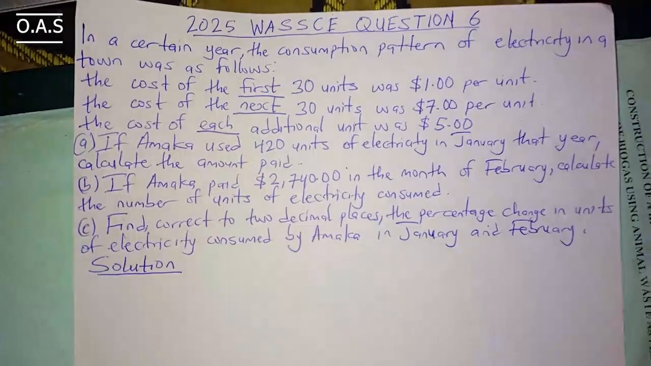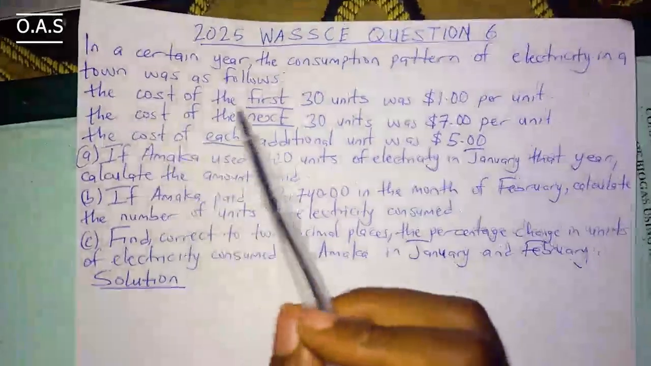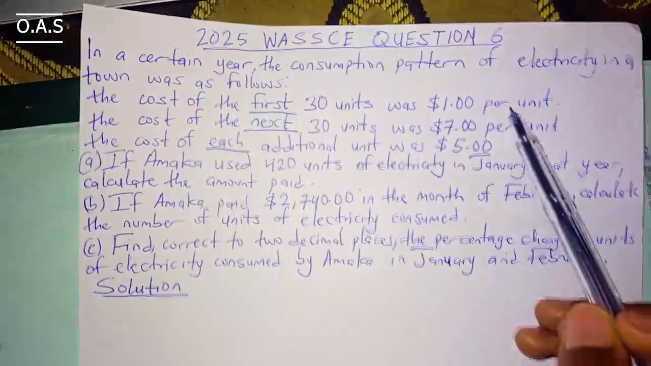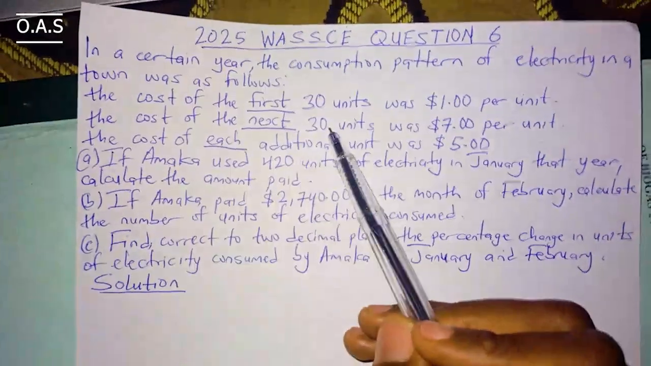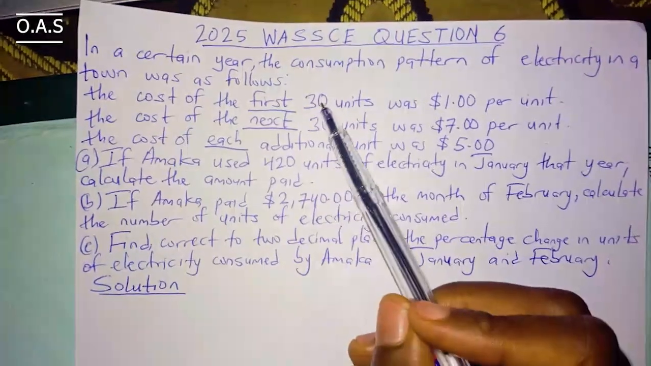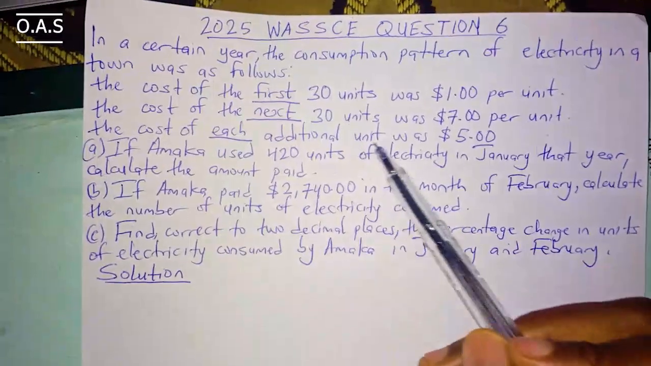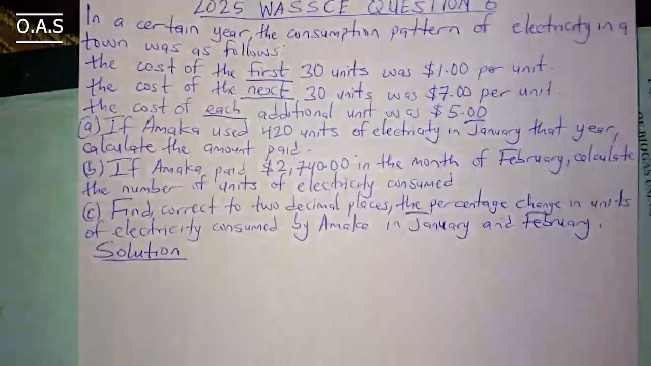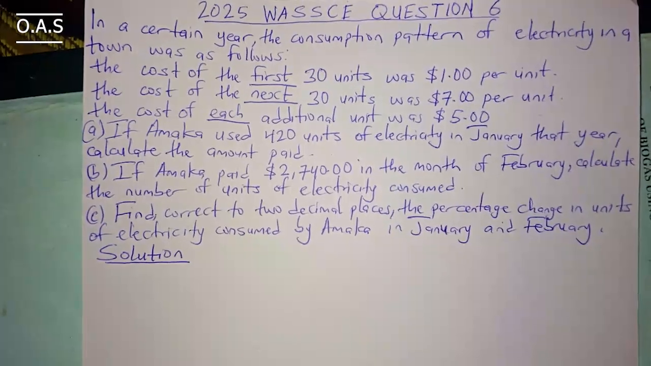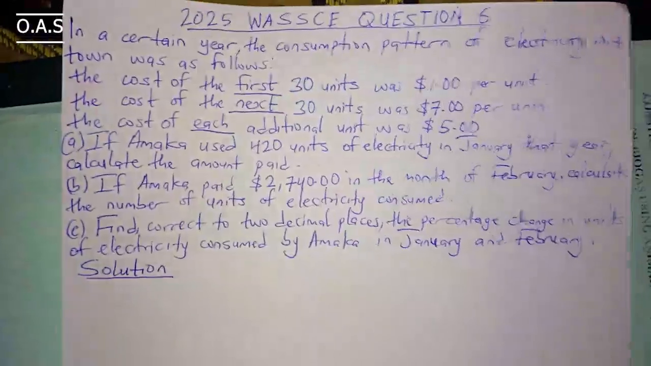Now, here we are about to look at the solution to the sixth question, which says: in a certain year, the consumption pattern of electricity in a town was as follows. The cost of the first 30 units of electricity was charged at $1 per unit. The next 30 units cost $7 per unit, and the cost of each additional unit after that was $5. The first question is: if Amaka used 420 units of electricity in January that year, calculate the amount she paid for the 420 units she used.